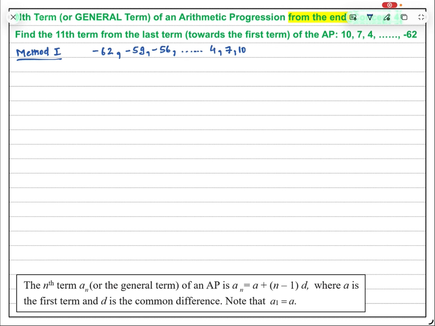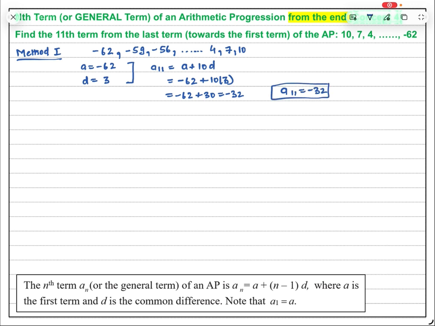And now the question is simple. You have to find the 11th term from the starting. In this case, the first term A is minus 62 and D is 3. This is an increasing AP, since you are adding a positive term to every term to get the subsequent term. The 11th term is nothing but A plus 10D, which you can write as minus 62 plus 10 times 3. So it becomes minus 62 plus 30, which is equal to minus 32. So A11 is equal to minus 32 is the answer we get from the first method.